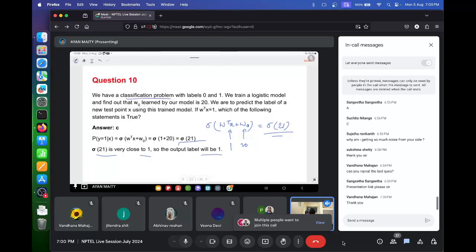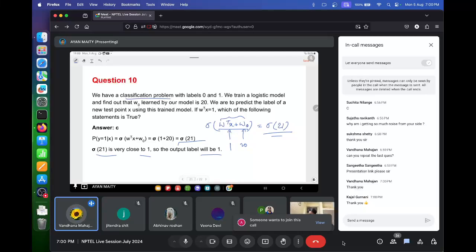And if W transpose X plus W0 was highly negative, in that case the sigmoid output would be close to 0. In that case it would have been 0. So the output of the sigmoid function represents the probability that the output is 1, and 1 minus that is the probability that the output is 0.